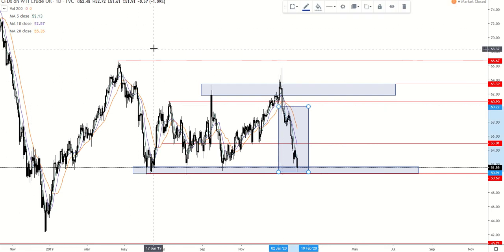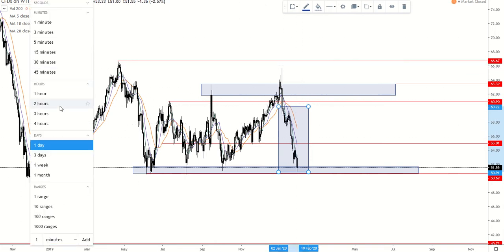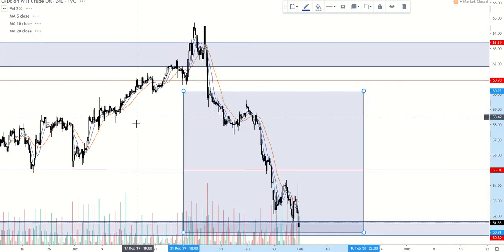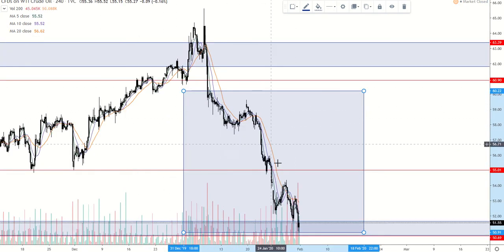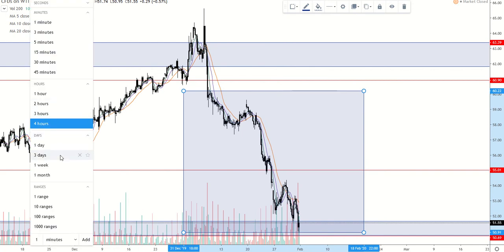So first of all, we look at the daily to determine the trend direction. Then we're going to move down. We'll have a look at the 4 hourly. So you can see here, the market's nice and trending. We've got a lower high, lower low, so on. Lower high. Yeah, so we're going to move down to the 30 minutes now.